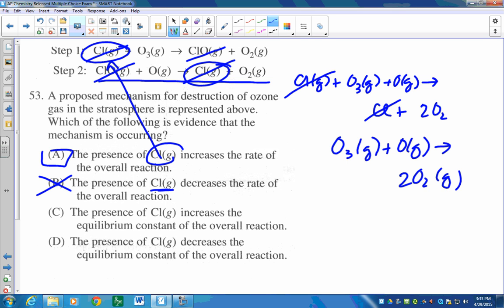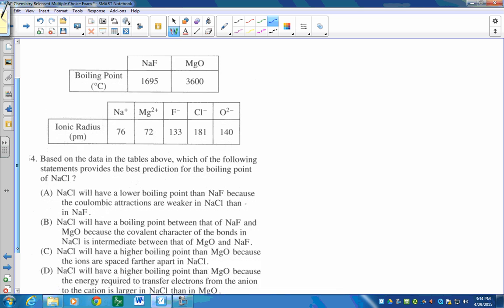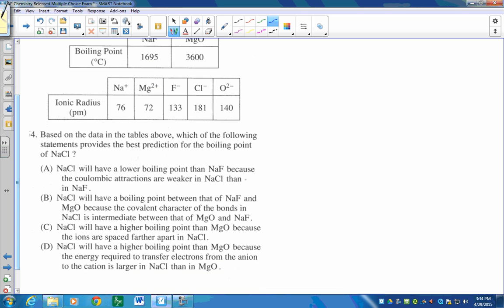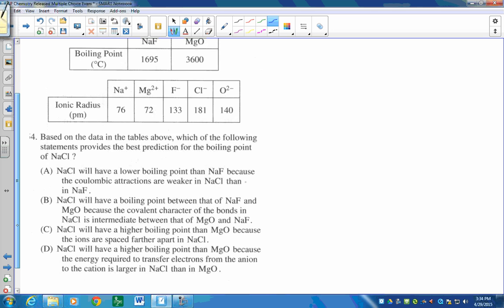And then this equation has nothing to do with equilibrium. It doesn't have any double arrows. The only answer that makes sense is A. Okay, here we go. And this is about ionic bonding. Now this is crazy. This is probably the hardest one in this section.